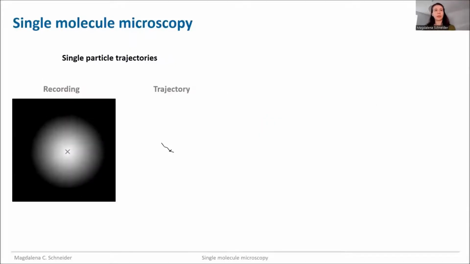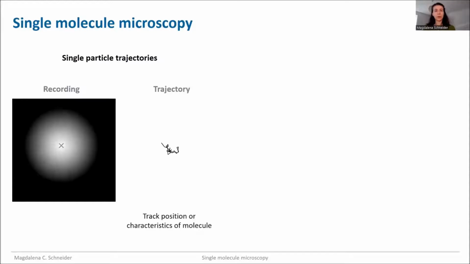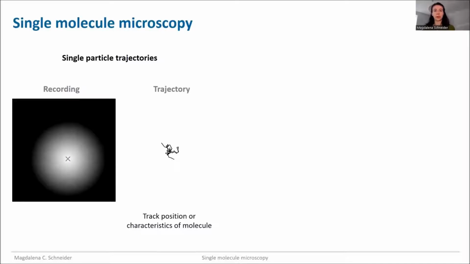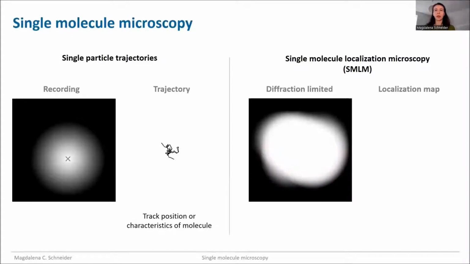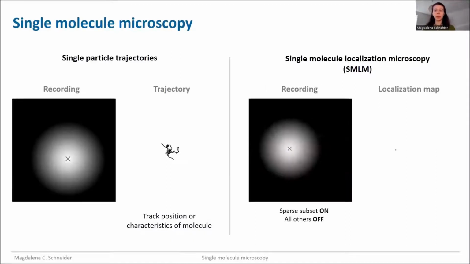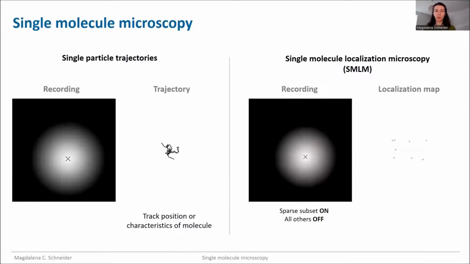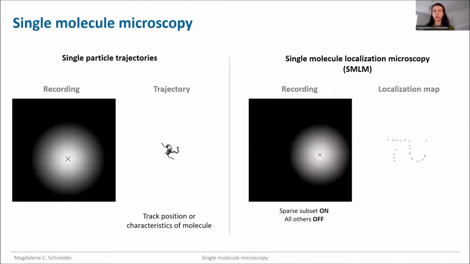One application of single molecule microscopy would be single particle trajectories, where we can either track the position of the molecule or some other feature like the brightness. Another application would be single molecule localization microscopy, where we have a very small structure, and in a diffraction limited image, all the point spread functions would overlap and we would only see one blurry spot. However, we can separate the fluorescence of different fluorophores in time and then determine all the positions and combine them to the final localization map.